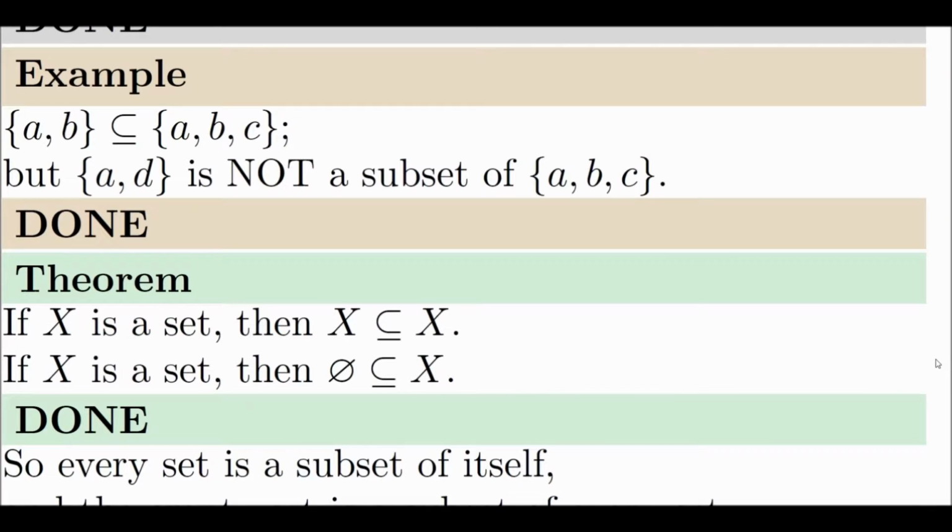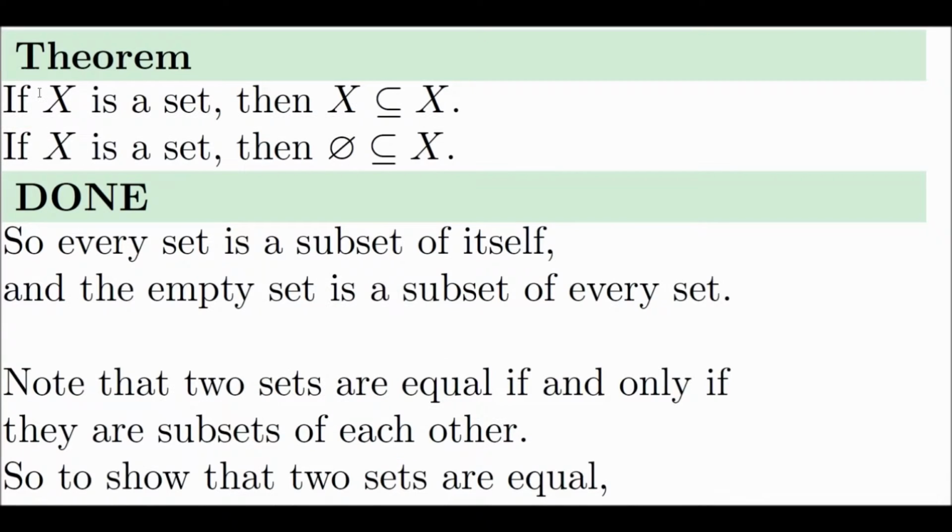Here's an example of this. So the set of letters A, B, that's a subset of these letters A, B, C, because everything that shows up in this first set also shows up in this second set. The set A, D is not a subset of A, B, C, because it's not true that everything that shows up in this first set also shows up in this second set. So if capital X is a set, then capital X will be a subset of itself, and if capital X is a set, then the empty set is a subset of X.